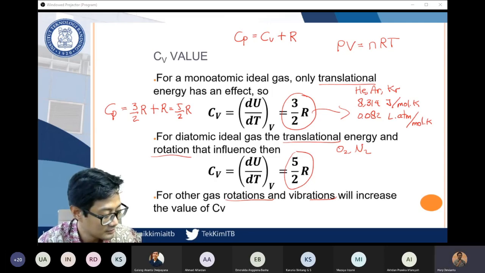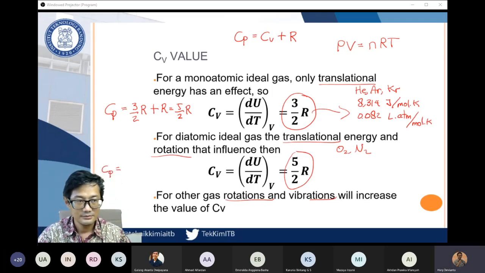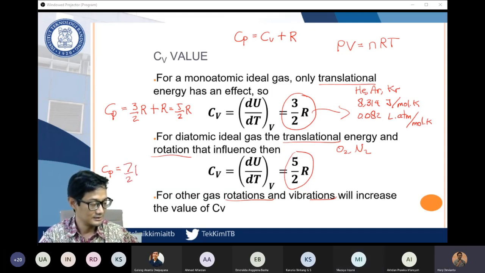Let's try to calculate for diatomic. Can you help me? What would be the value? Come on, use the same example as I showed previously. Is it 7/2R, sir? Okay, correct. Good. So now you understand the Cp and Cv values for both monoatomic ideal gas and diatomic ideal gas.